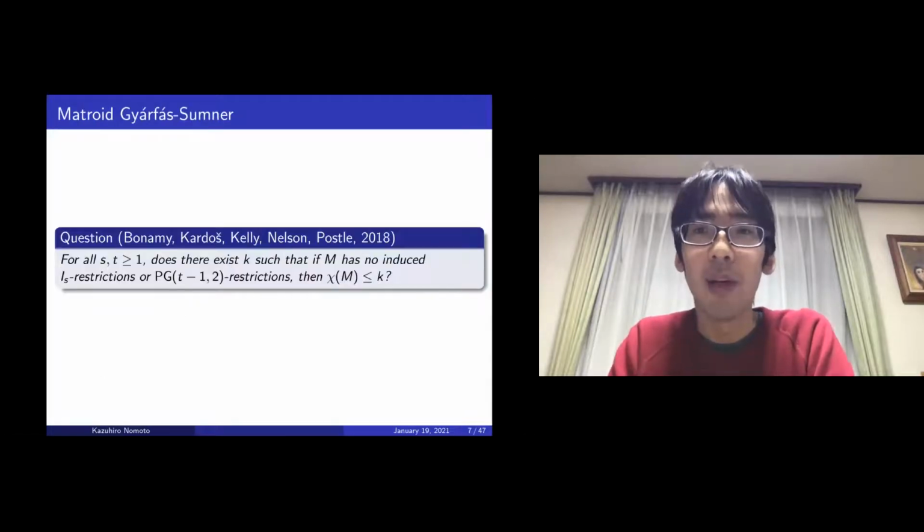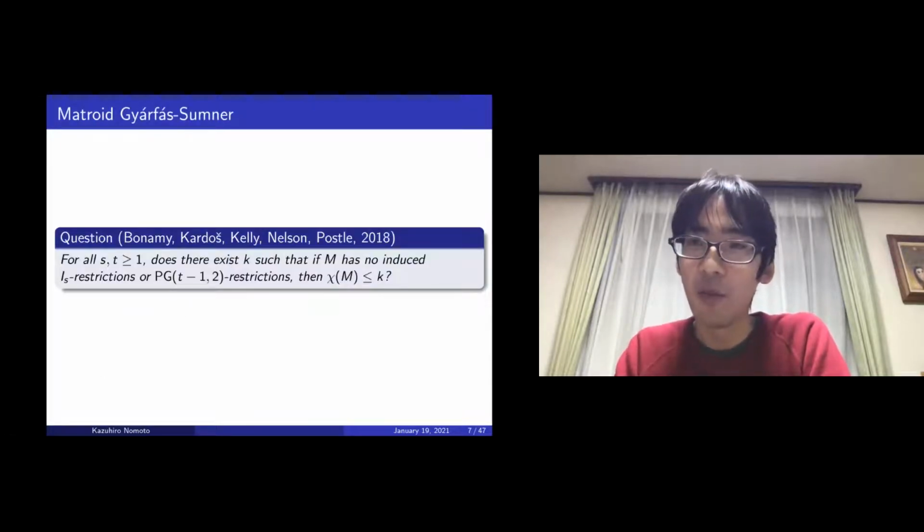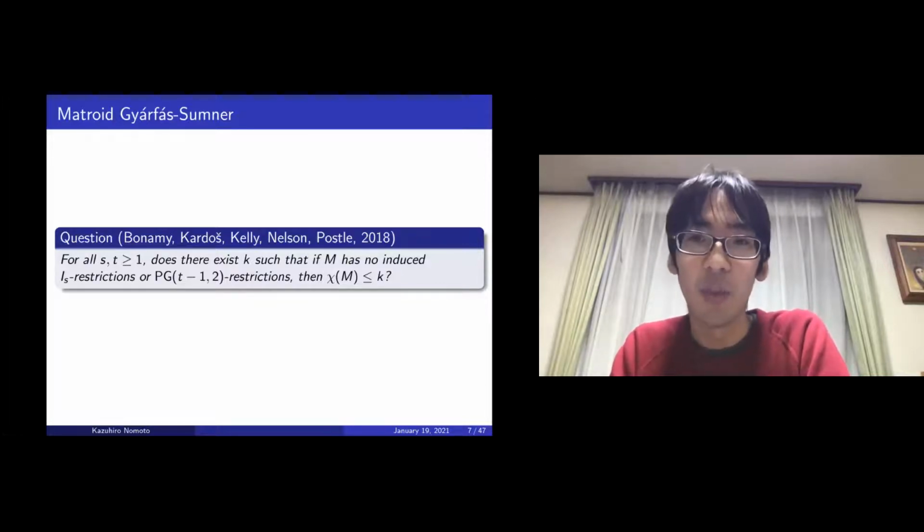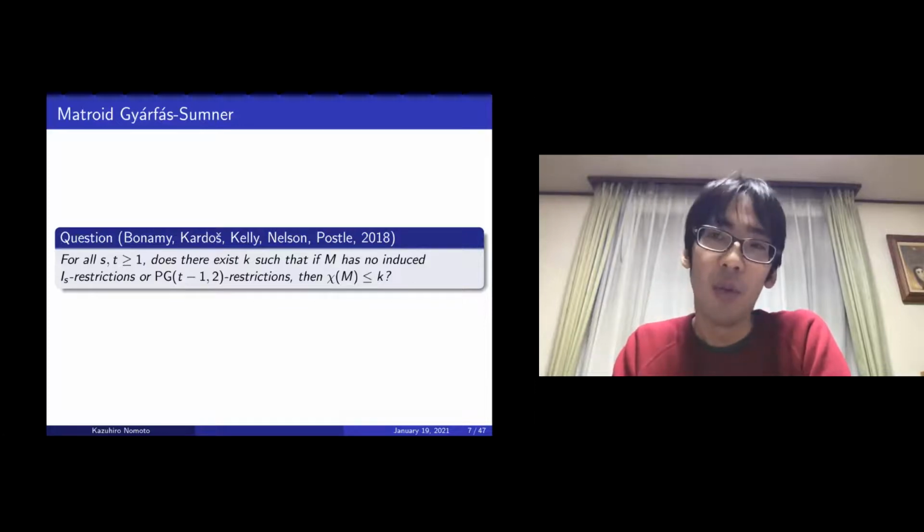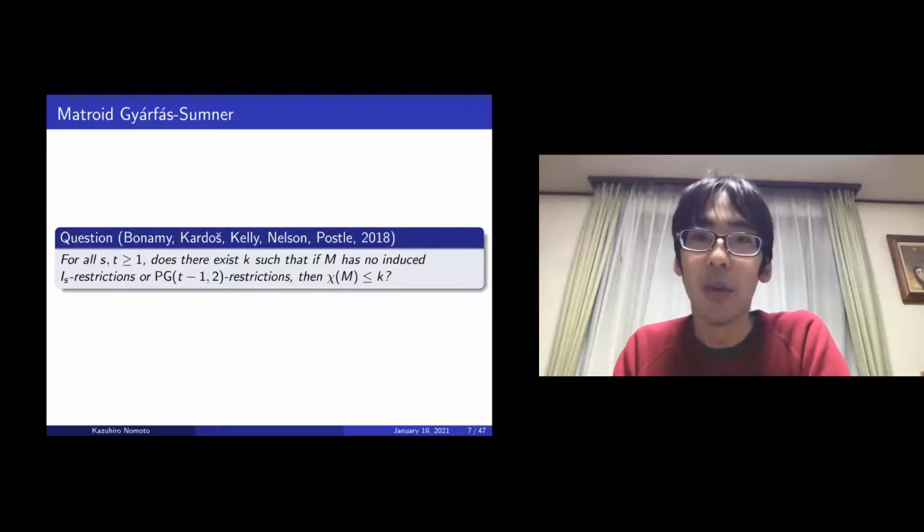So I'm simply going to translate every single component of Gyárfás–Sumner into these things I just described. For trees, I'm going to put these induced IS restrictions, and for cliques, I'm going to put projective geometries, and chi, chromatic number, is going to change to critical number.